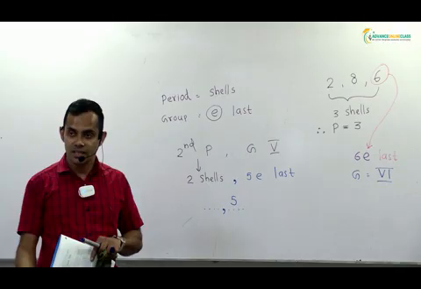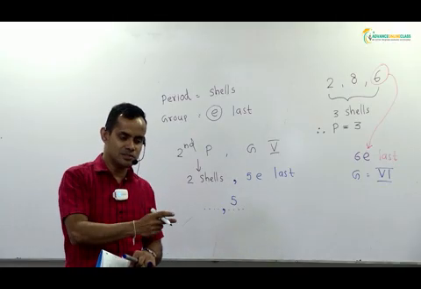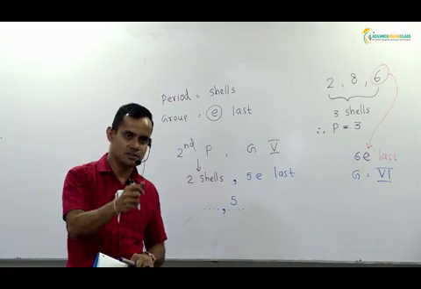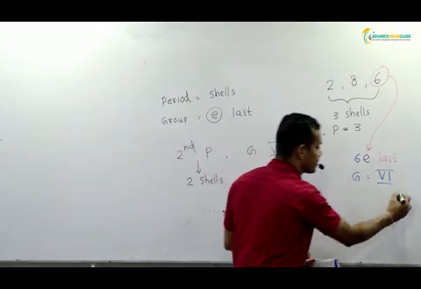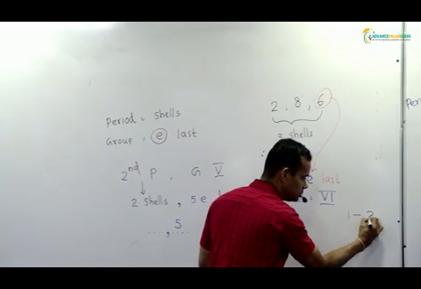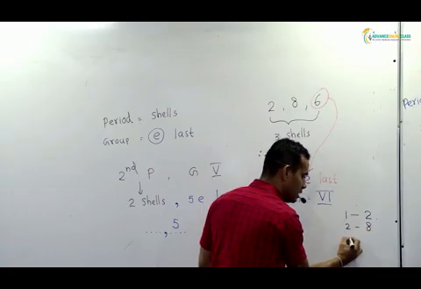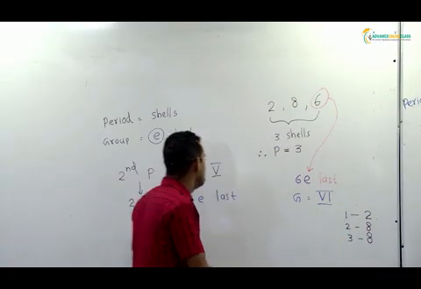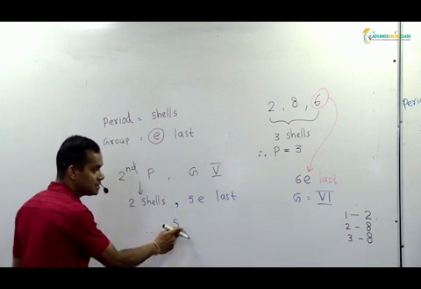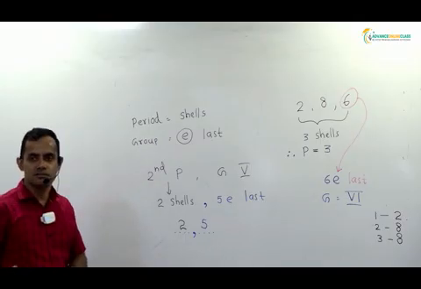2. If there are electrons in the third shell, how many electrons are there in the first shell? 2. Second shell? 8. Can you remember? First shell has 2. After that only the second shell can get electrons, maximum 8. After that only the third one can get 8. Therefore, if there are some electrons in the second shell, surely the first shell is full: 2, 5. This is how we get it.